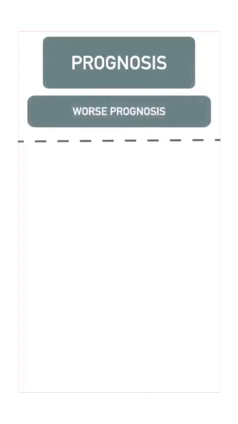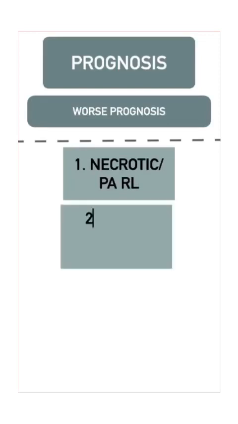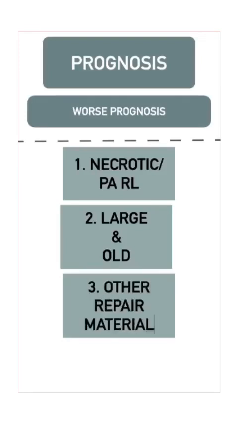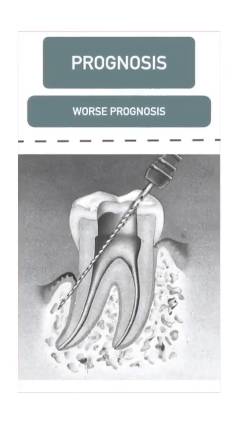While on the worse prognosis side, if we have a necrotic pulp or a periapical radiolucency prior to the perforation, a large or an old perforation, and we are repairing it by any other material, and it is at the crestal bone level. For example, in this diagram, we can see that the crestal bone is approximately at the middle third of the root, and our perforation is exactly at the crestal bone level, which is again in the middle third of the root as the previous case.